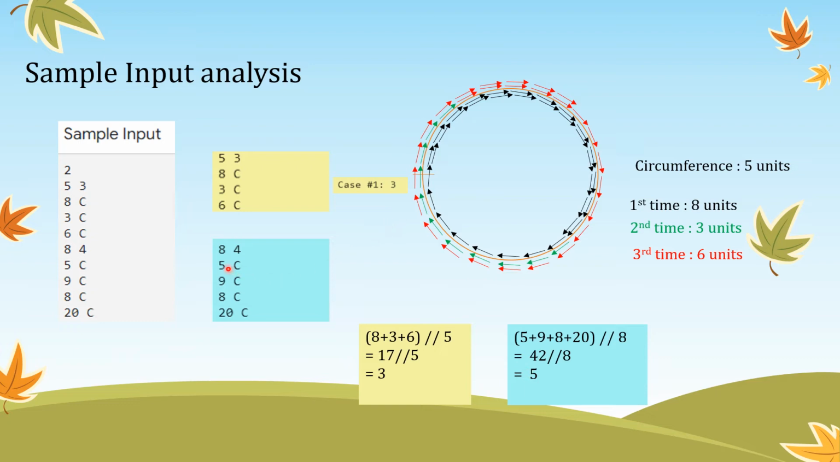Same for the second: add all these numbers and divide by 8, so we get 5 point something, and consider only the 5. That is your output. Let us now try to understand test set 2, where she travels in both directions, clockwise and anti-clockwise.